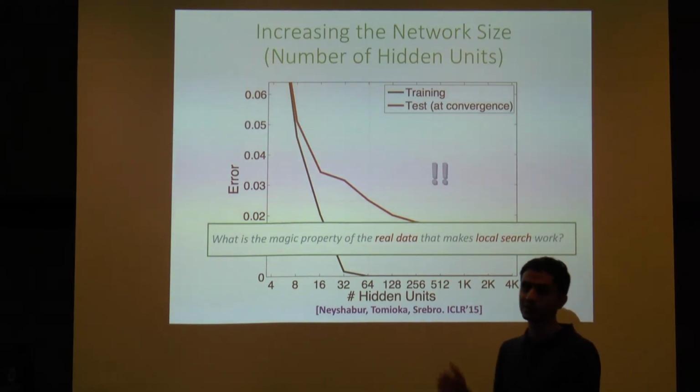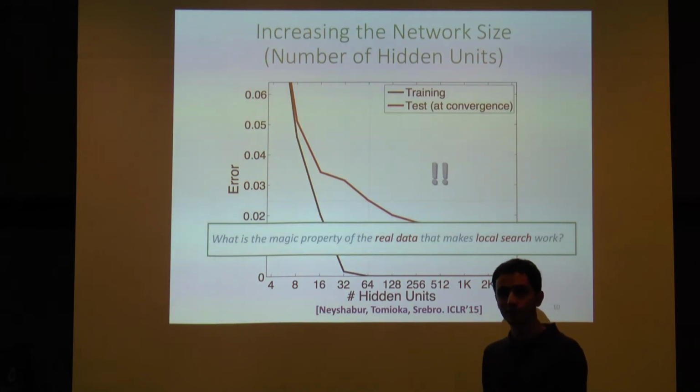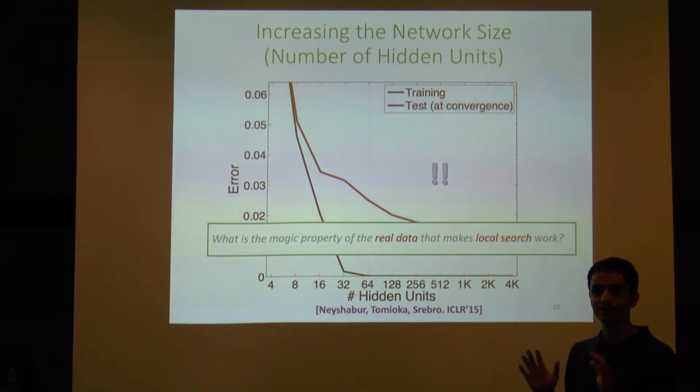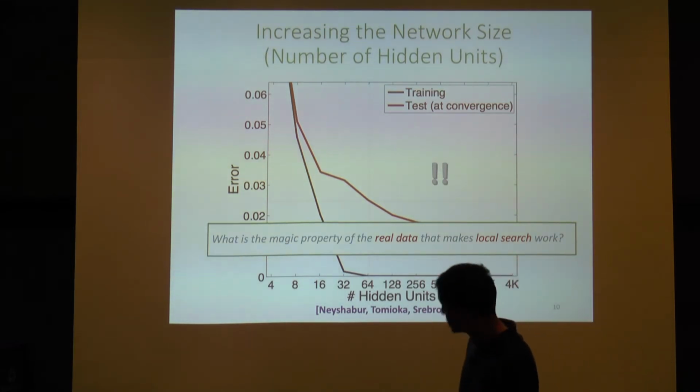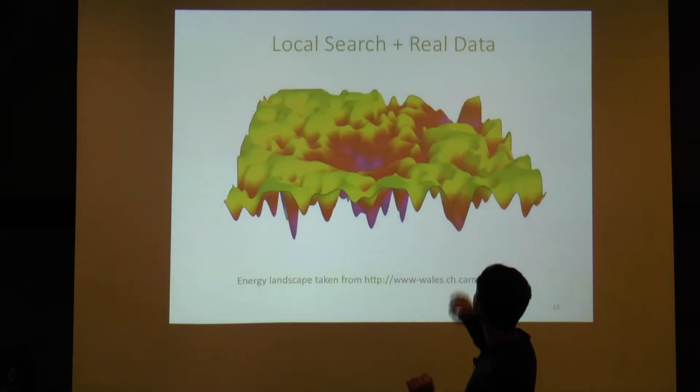I called it local search because I tried some other algorithms like gradient descent, conjugate gradients. They all gave me similar behavior. So I'm assuming there's something about local search. So I'm going to go back. Okay, so before that, let's talk about real data and doing local search on real data.